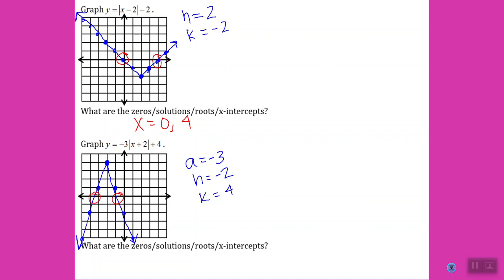Our zero solutions, roots, or x-intercepts for the second graph aren't quite exact. They're decimals or fractions. So with our first graph, we would be able to find the solutions graphically. For our second graph, it would be better to find the solutions algebraically.